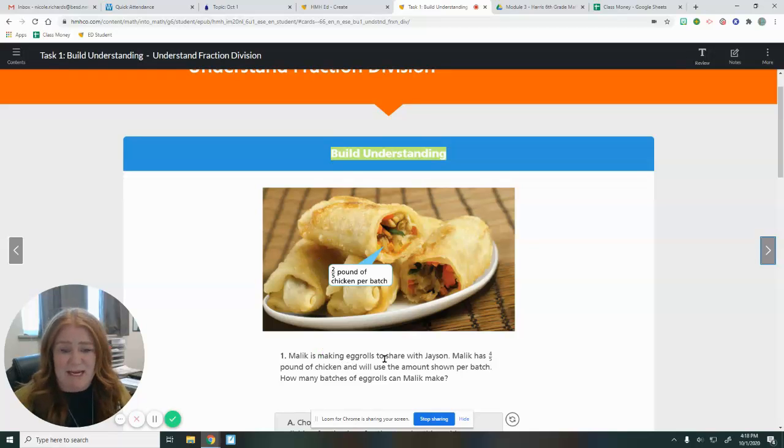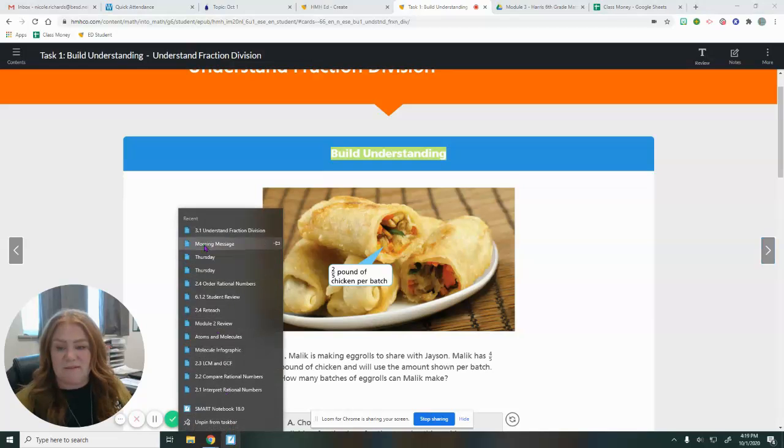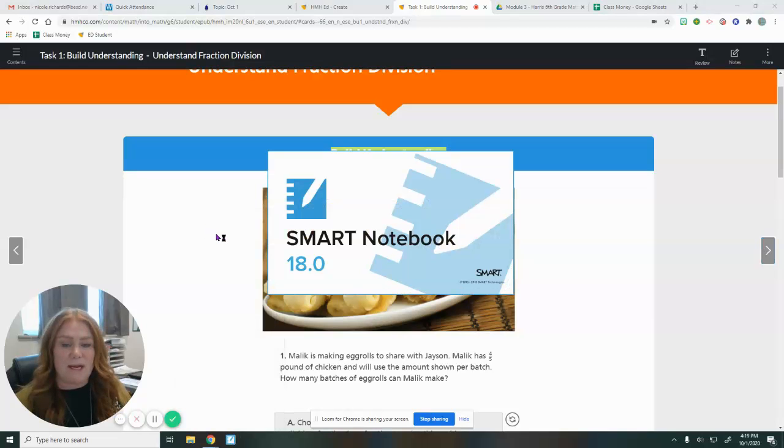Malik is making egg rolls to share with Jason. Malik has 4/5 pounds of chicken and will use the amount shown per batch. How many batches of egg rolls can Malik make? So I want to go and talk about something really fast. So let's talk about what it means to divide with fractions.